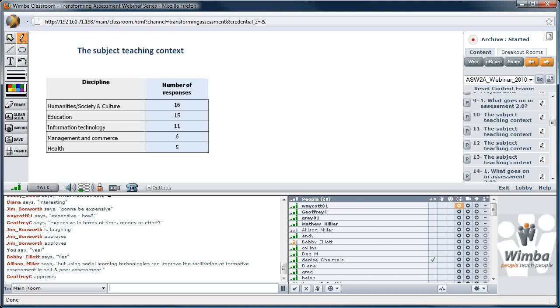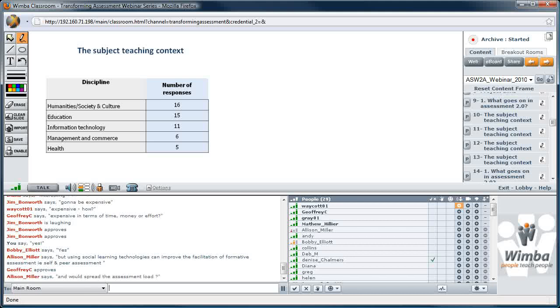Sorry, I'm just getting used to this, all these tools. So here we've got the number of responses to the question about what level of study, and most were from a bachelor or honours degree.